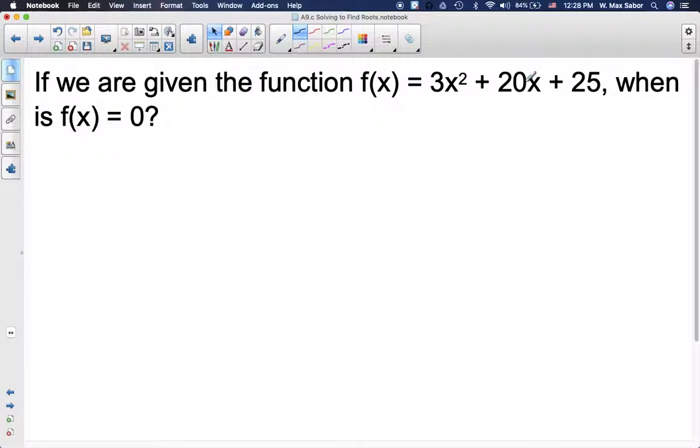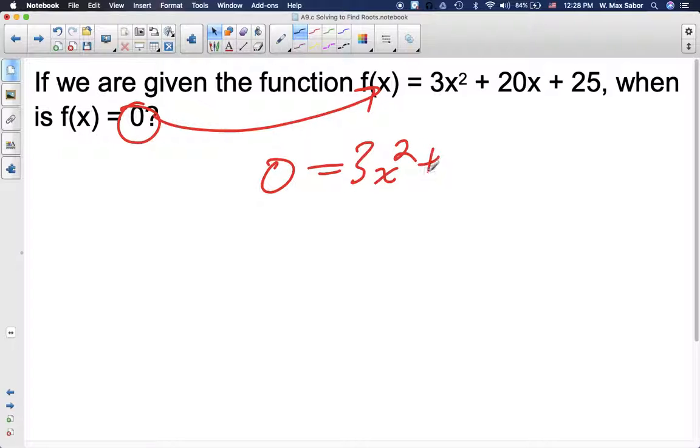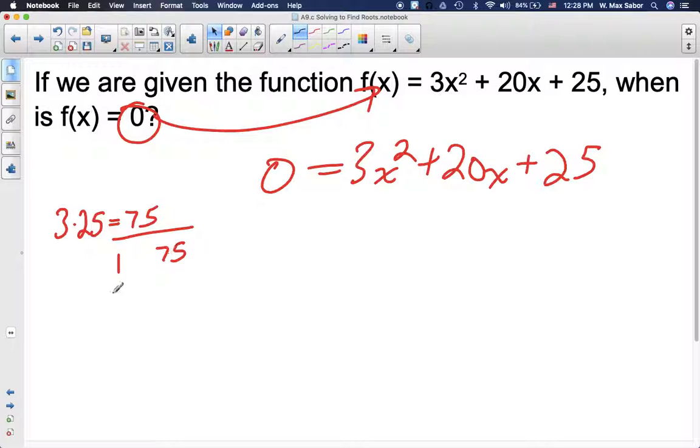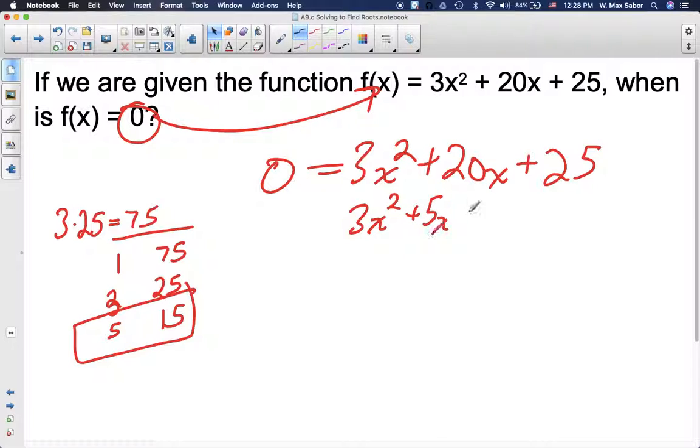If we're given this function, when is f of x equal to 0? Well, it asks when f of x equals 0, so let's just put 0 there. 3x squared plus 20x plus 25. 3 times 25 gives us 75. The factors of 75, 1 and 75, 3 and 25. 4 doesn't work. 5 and 15, that'll work. So 3x squared plus 5x plus 15x plus 25 all equals 0.